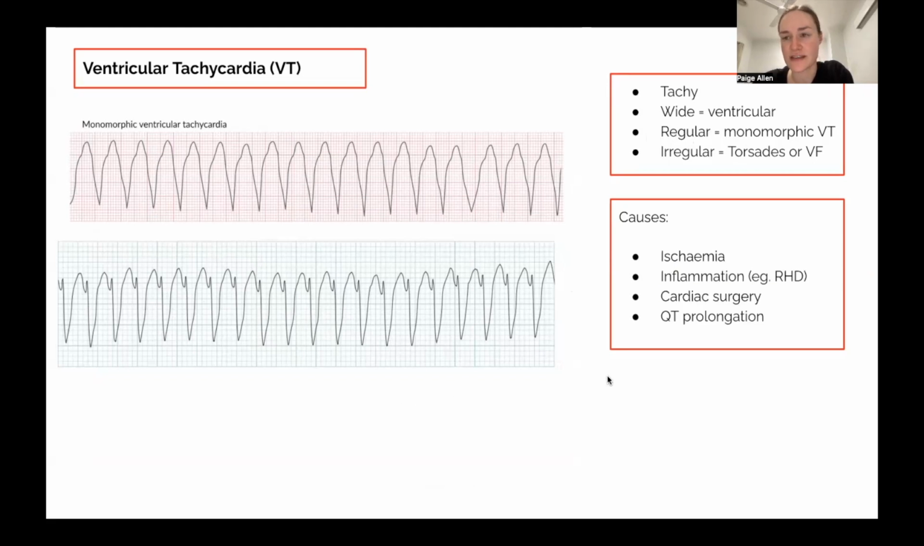The causes for this, again, all depend on things that cause damage to your electrical conduction. So ischemia, QT prolongation, cardiac surgery, those are probably the big ones. Inflammatory causes like rheumatic heart disease are probably a little bit less likely, but still possible.